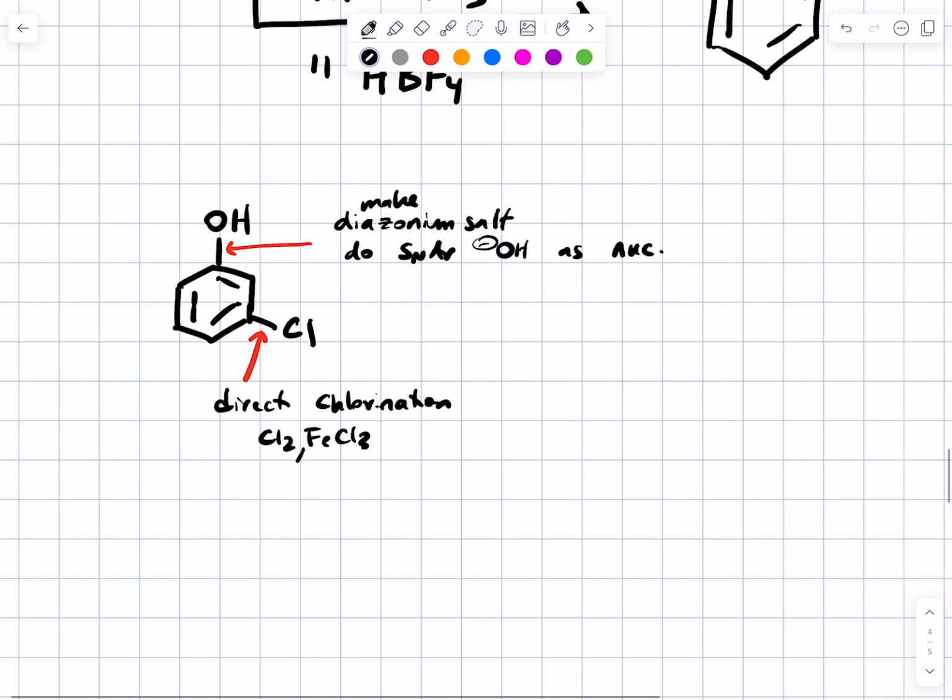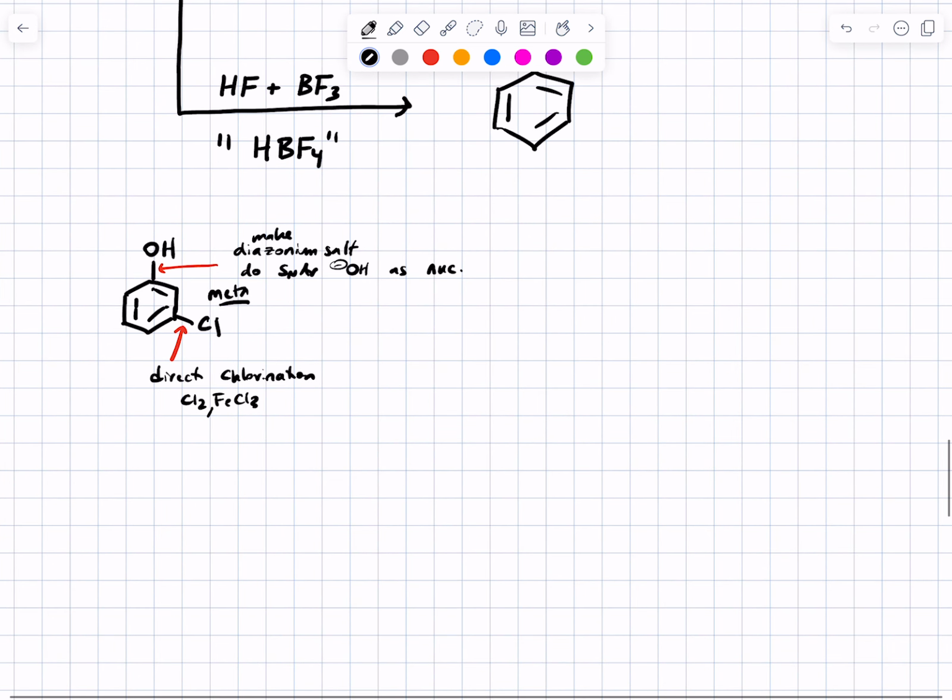Now, which one do I want to do first? Do I want to install the OH group first, or the chloro group first, or something else? Something else. What tells you that? That it's meta. Right, so at what stage do I want to introduce the chloro? After the nitro, because that's the last stage at which I can get meta substitution. So indeed, you've plotted this out, and that's good.